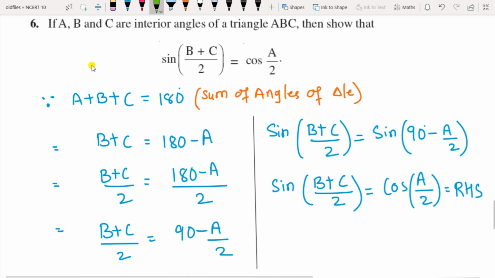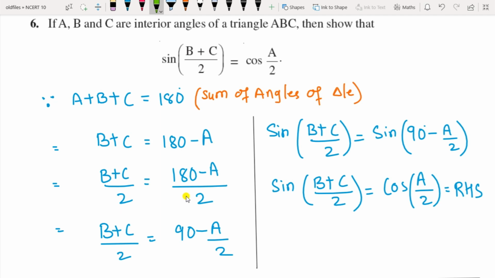Question 6 here: if A, B, C are the interior angles of triangle ABC, then you have to show that sin of (b plus c) upon 2 is equal to cos of a by 2. Now we know for a triangle, sum of all the angles of the triangle is equal to 180. That is a plus b plus c equal to 180. Now move a to this side, so b plus c equal to 180 minus a. Why only a on this side? Because we want it according to this given equation.